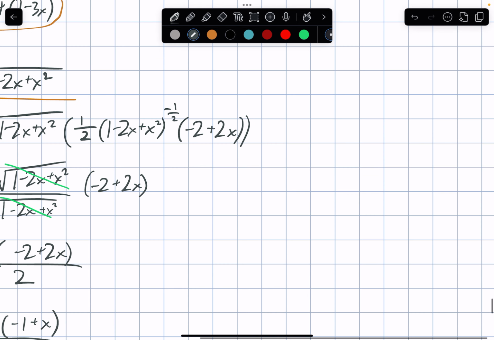Next, y is equal to sine x cosine raised to 2x. Product rule. I smell product rule.